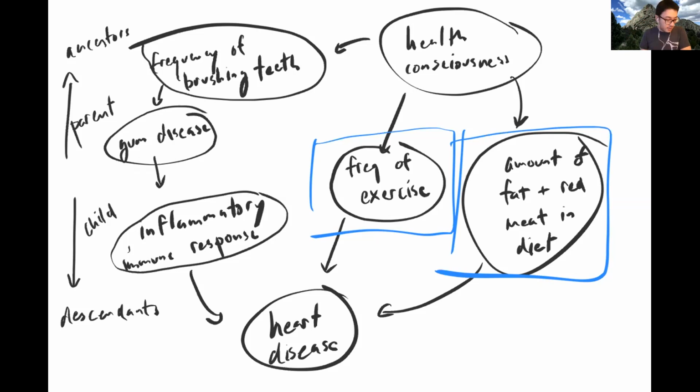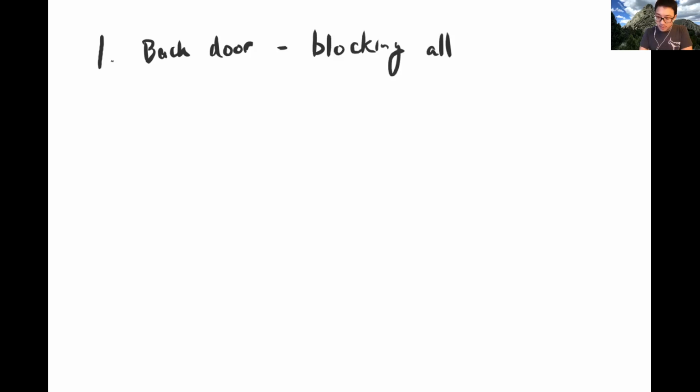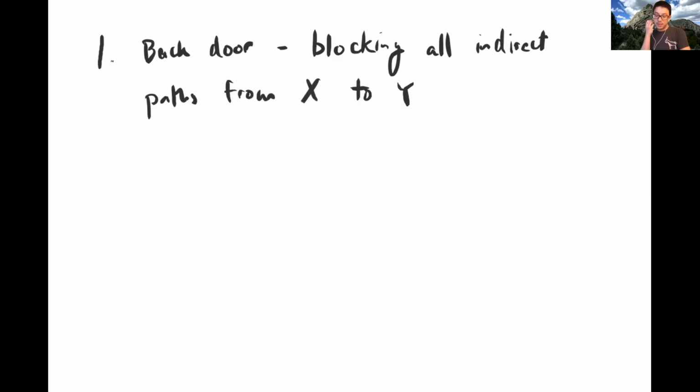So that's one strategy, and that is known as backdoor adjustment, and so this would be blocking all indirect paths from X to Y. So that is a valid strategy, but I think this one in particular is a lot more rare in practice.